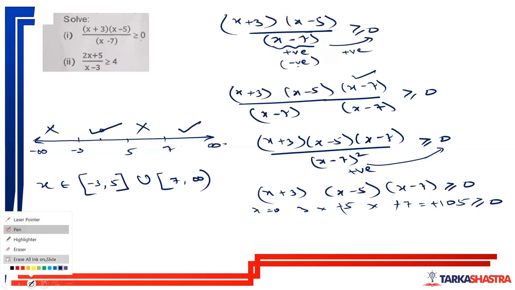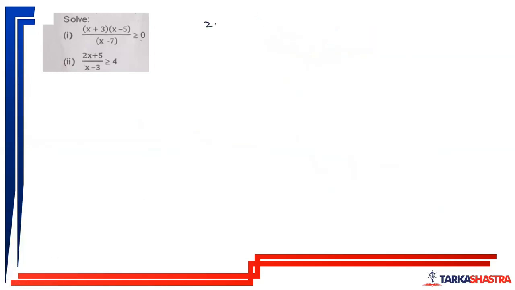Moving forward, second question: (2x plus 5) upon (x minus 3) minus 4 greater than or equal to 0. What you were saying, if you want to multiply it by x minus 3, what will happen? It can either remain as it is, or if x minus 3 is negative, it will change the nature of the inequality, which we don't want.